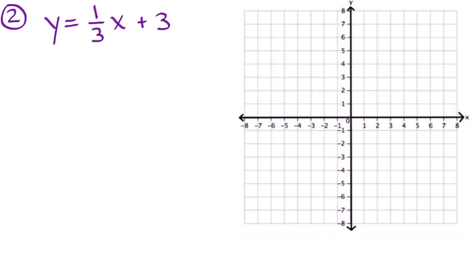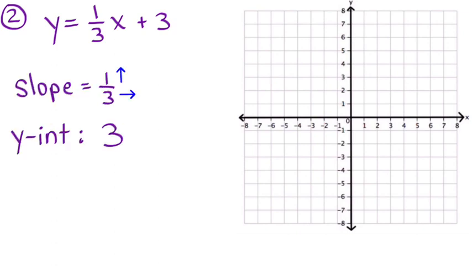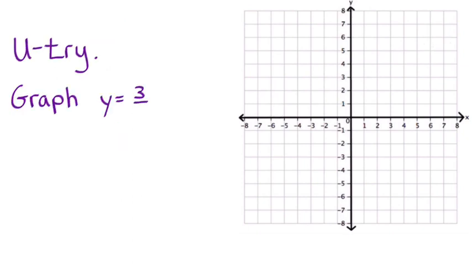If I have this equation of the line, y equals 1/3 x plus 3, my y-intercept is 3, and I start there at 3. And then my slope is up 1 and over 3. You try. Please graph the equation.